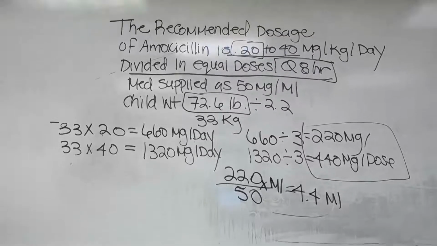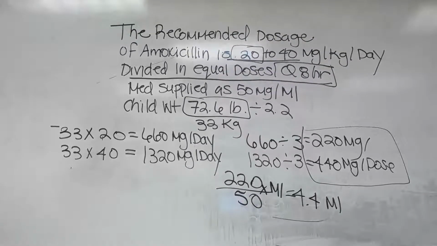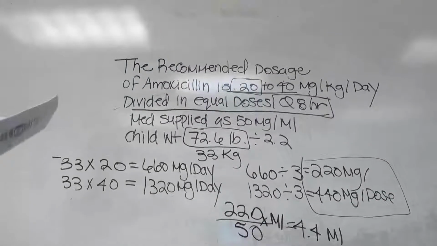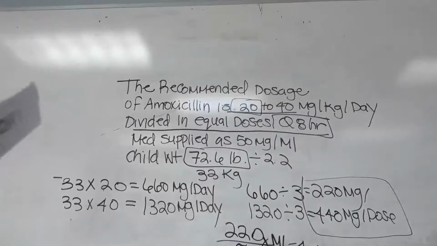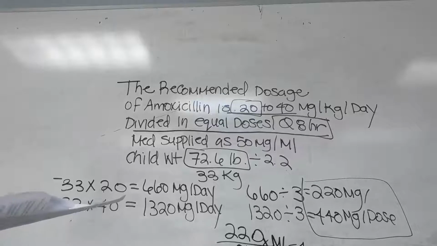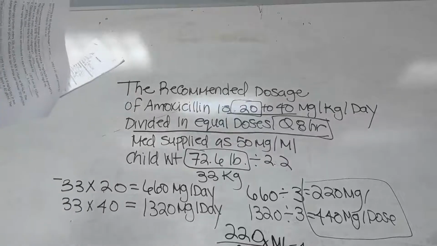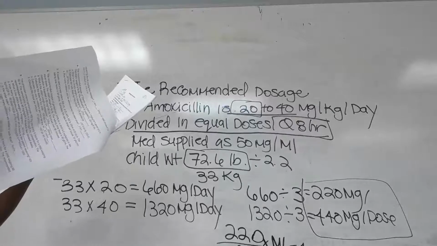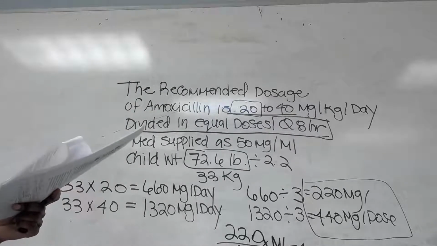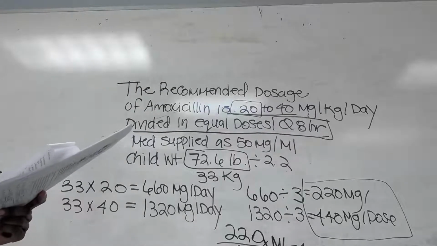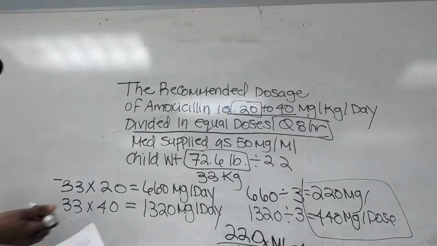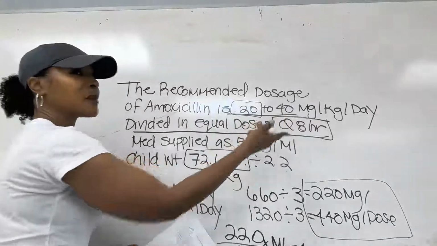Are you guys good with this one? So why again are we only doing it for the 20? Because that's what the question asked. The ending of the question says, how many milliliters will be administered for a single dose if the child is receiving a 20 milligrams per kilogram per day dosage? Got it. Because we can't do it for both. It has to be one or the other.